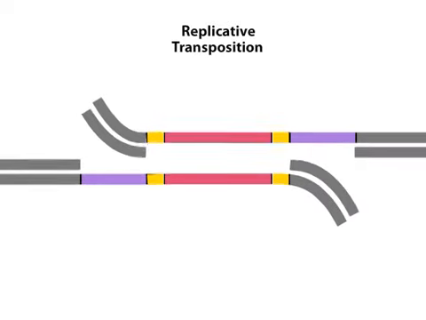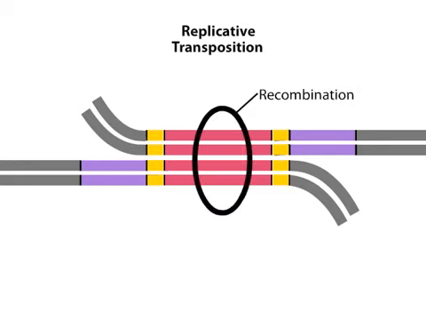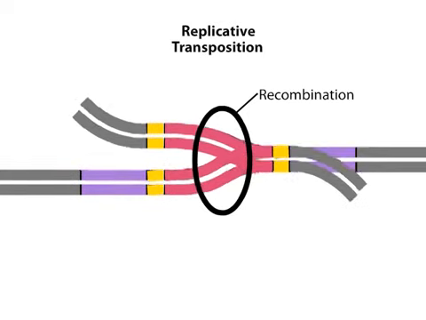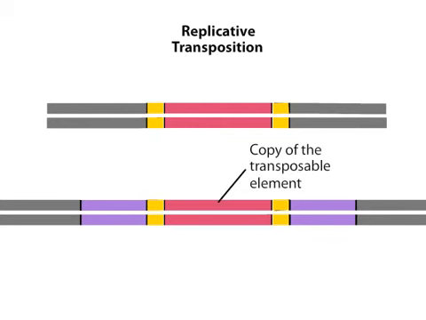DNA polymerase fills in the large gaps, and DNA ligase seals the remaining nicks. A recombination event resolves the two molecules. As a result of replicative transposition, the cell has a copy of the transposable element flanked by duplicated target sequences.